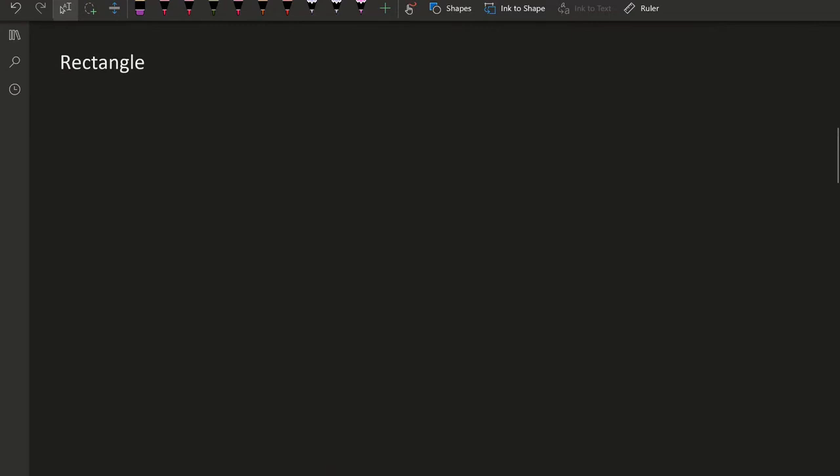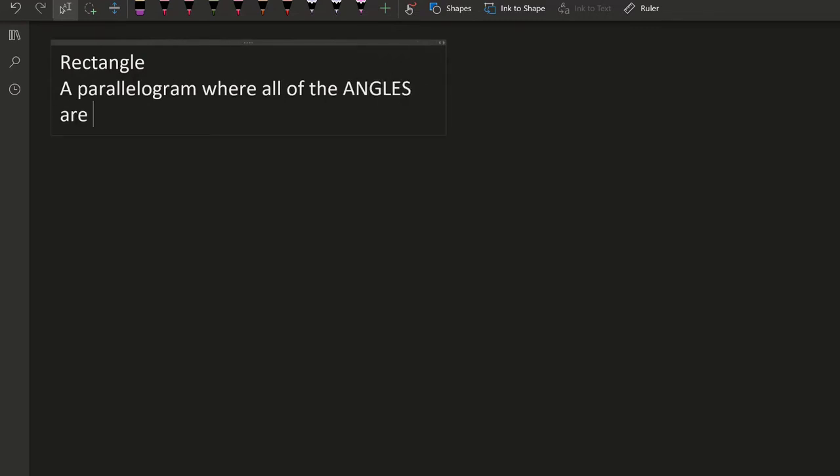Okay, now we're going to visit a shape that we've known since elementary school, a rectangle. So a rectangle is a parallelogram where all of the angles are congruent. This is going to feel a little odd because I know that your elementary school definition of a rectangle is it's like a square but it's long and it's got 4 right angles, and those are all true.